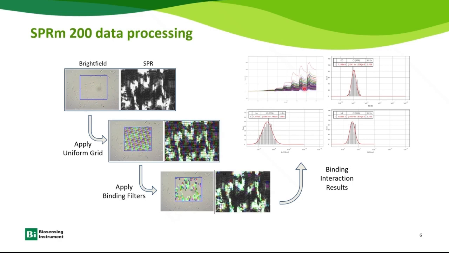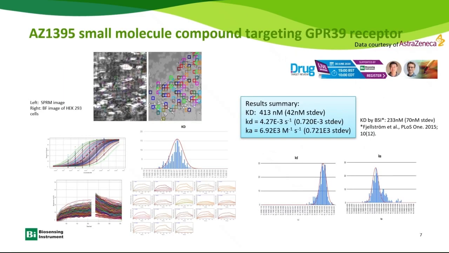Once we have all the sensorgrams generated, we feed the data to the one-to-one binding model. Then we apply the binding filter to remove all the non-specific bindings and leave only the good specific bindings corresponding to the molecule and the receptors on the cell. From those, we can get a histogram distribution, which gives us the average k-on and k-off, and also the affinity. Now I will show you a number of examples for binding measurement using SPRM.